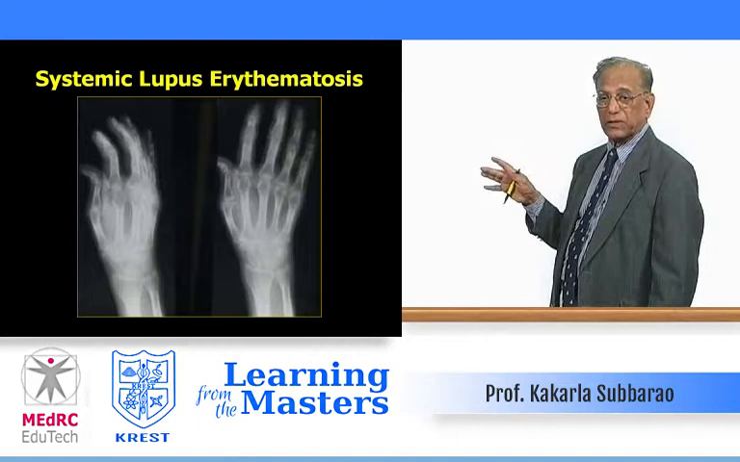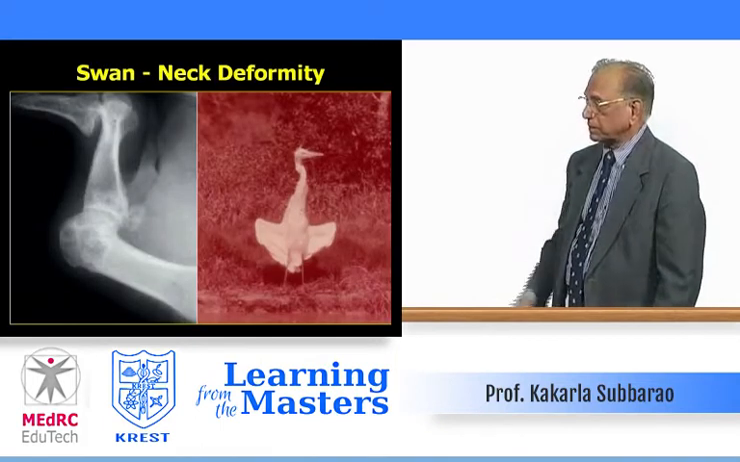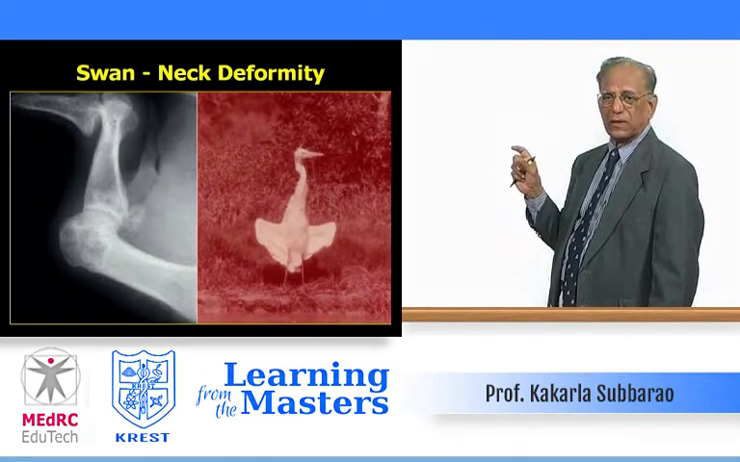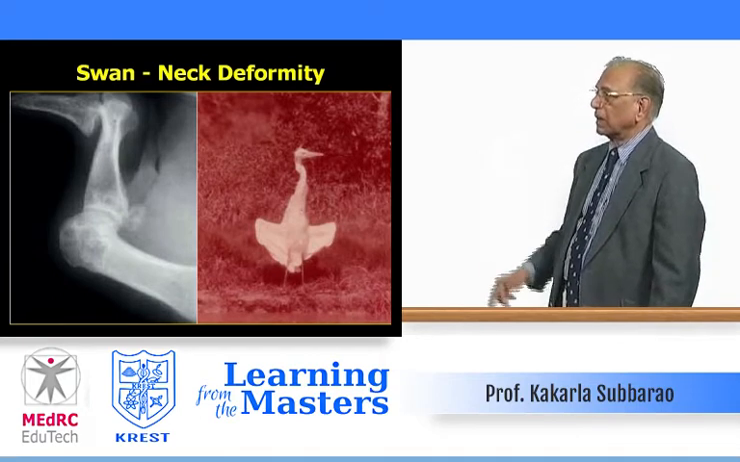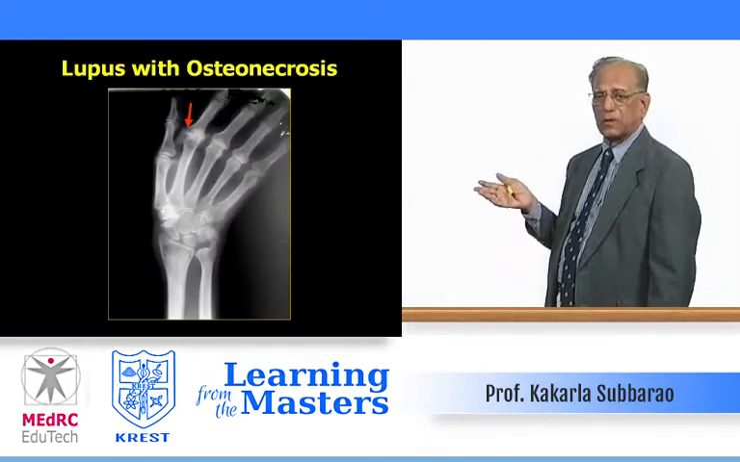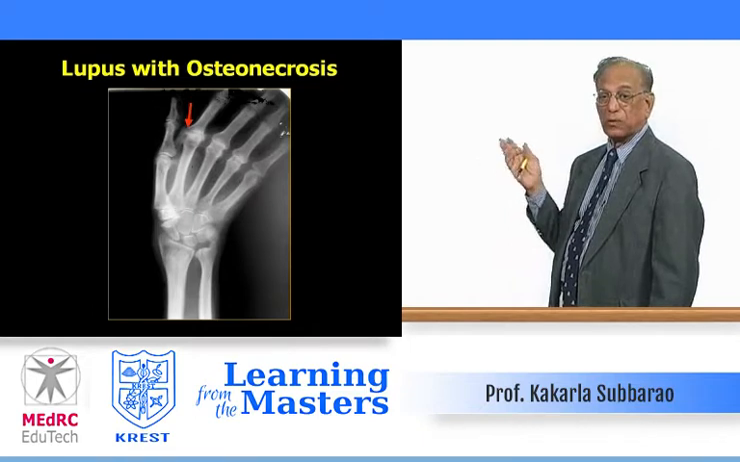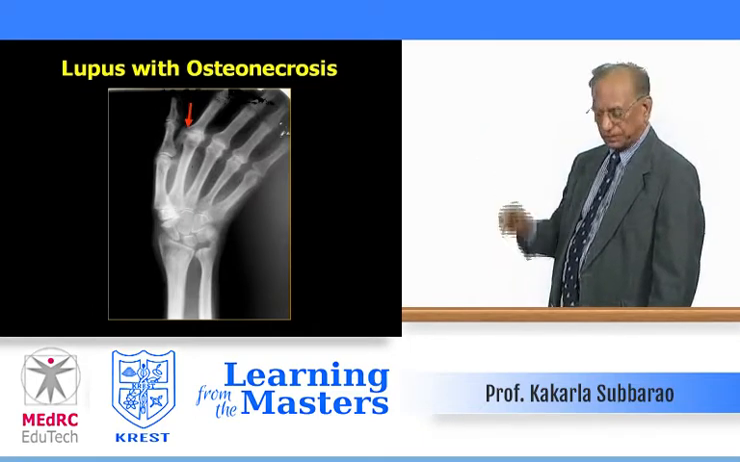There may be subluxations here also because of the soft tissue changes in the synovium and tendon sheaths. Classical swan neck deformity: hyperextension at the interphalangeal joint and flexion at the metacarpophalangeal joint. And with or without corticosteroid therapy, you can get osteonecrosis in lupus erythematosus. You see the osteonecrosis of the metacarpal heads.